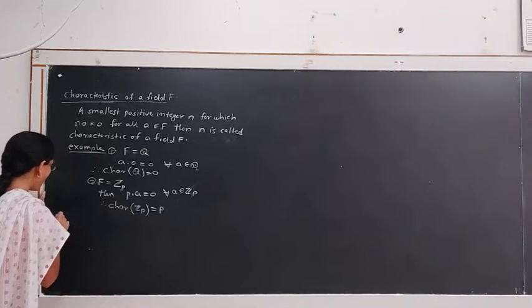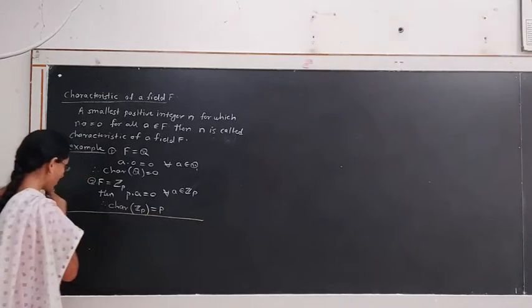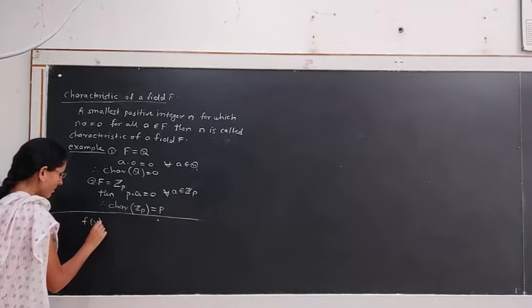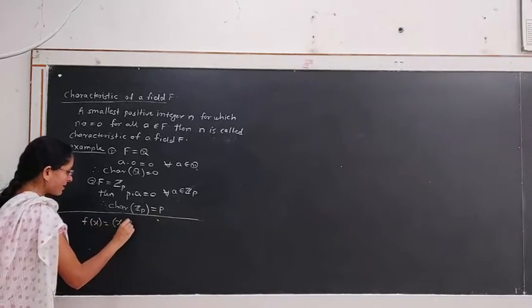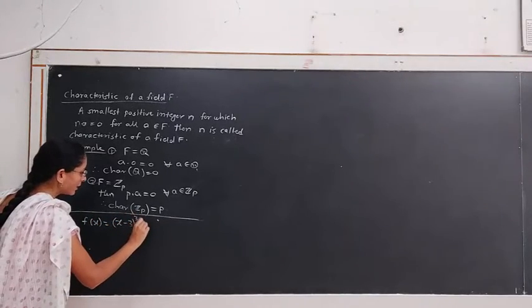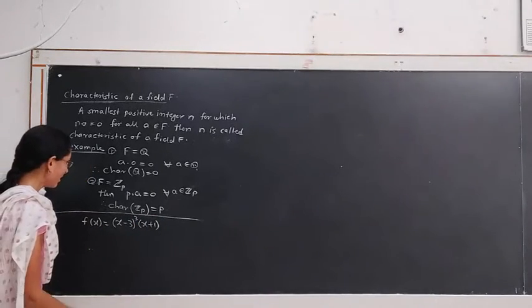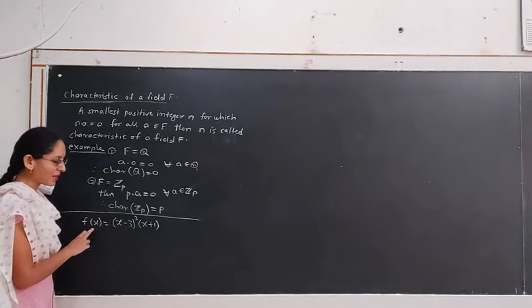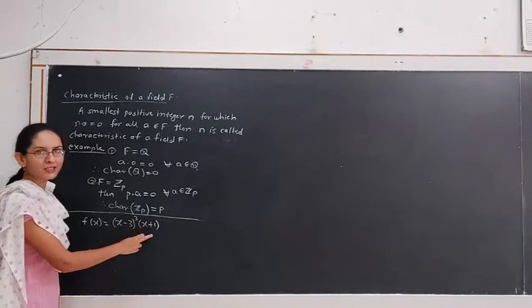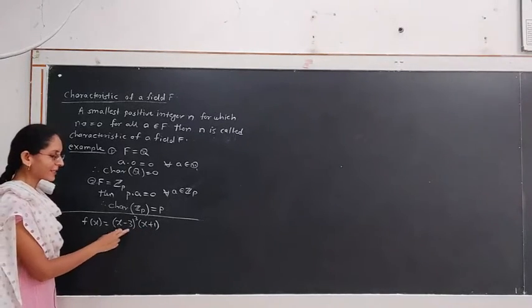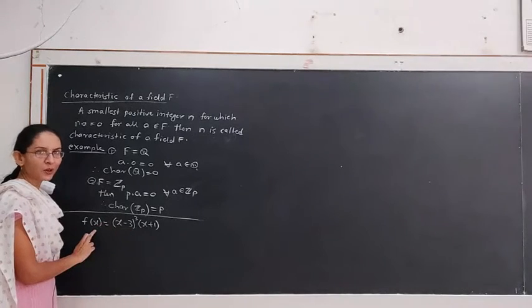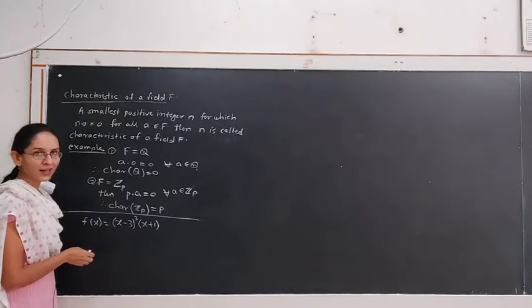If we have a polynomial, suppose that polynomial f of x is equal to (x minus 3) raised to 3 into (x plus 1). If we consider this polynomial, then roots of this polynomial are 3 and minus 1, out of which x is equal to 3 is a root of this polynomial f(x) repeated thrice.